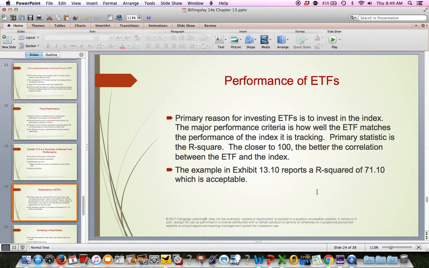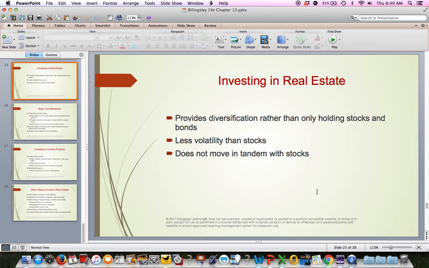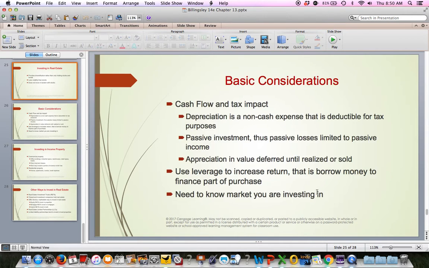Performance of ETFs, again, the performance of the ETF is directly tied to the particular index that the ETF is based on. Okay, a little bit about real estate. Real estate has less volatility than stocks. It's a good way to have diversification of your portfolio. Real estate does not move in the same direction as stocks do, so that's probably good if you're trying to diversify. However, it can be very expensive.